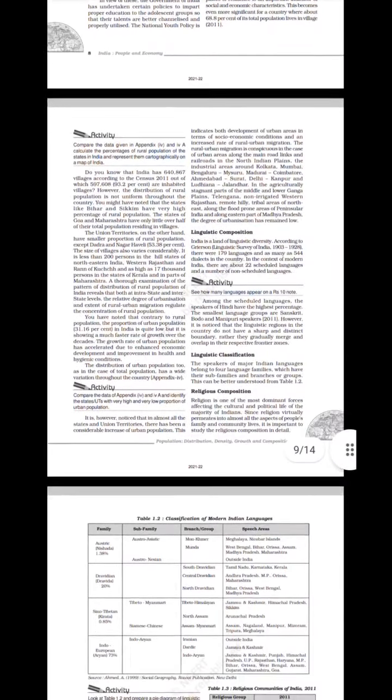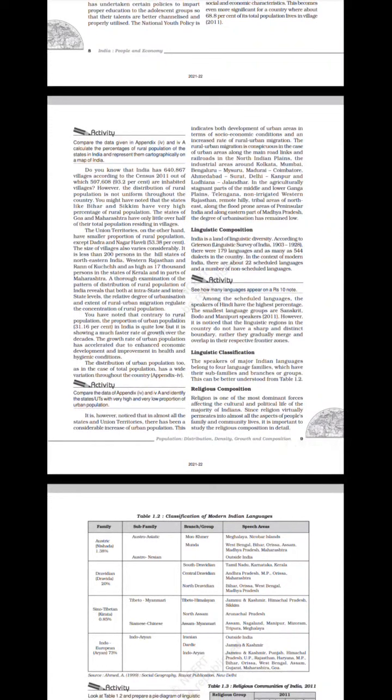Activity. Compare the data given in Appendix 4 and 4a. Calculate the percentages of rural population of the states in India and represent them categorically on a map of India.